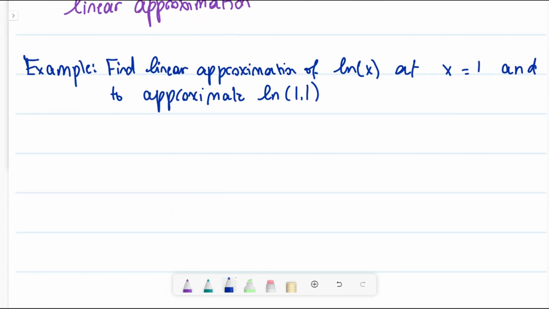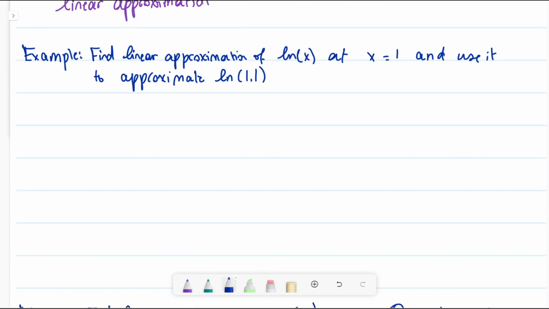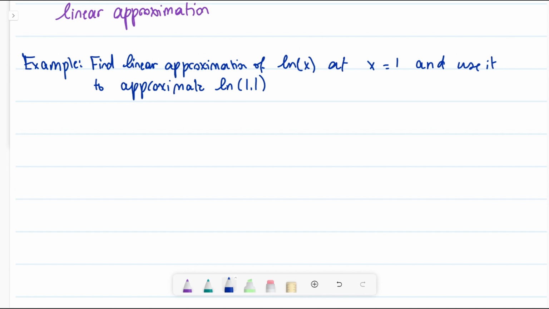So let's look at an example. Find the linear approximation of ln of x at x equals 1 and use it to approximate ln of 1.1. So first, let's start with the first part of the question. Find the linear approximation of ln of x at x equals 1. Let's do this.